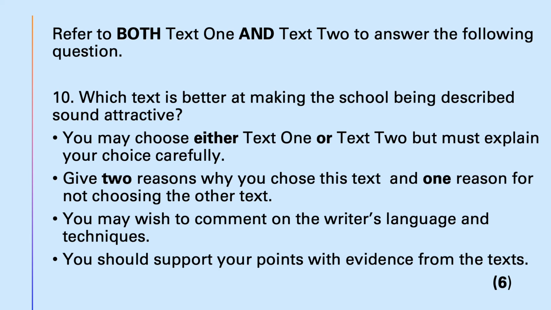So here you are getting 6 marks. You are getting 2 marks for 2 points and the evidence another 2 marks. Then 4 marks for your choice and another 2 marks for not choosing the other text. So overall you are getting 6 marks. And you can write about the writer's language as well.